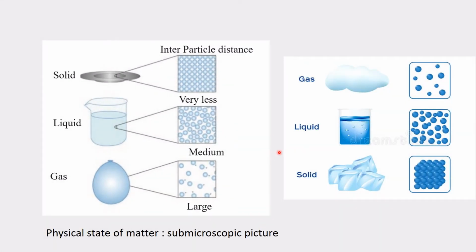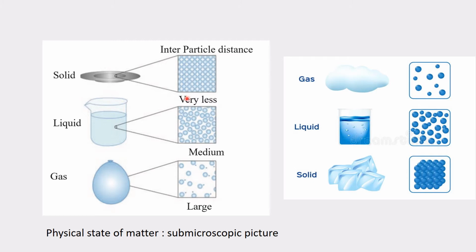Now we'll study the interparticle distance. An intermolecular force of attraction acts between the particles, that is the atoms or molecules of matter. The intermolecular force is acting on atoms. So the extent of the particle movement is determined by the strength of this force.